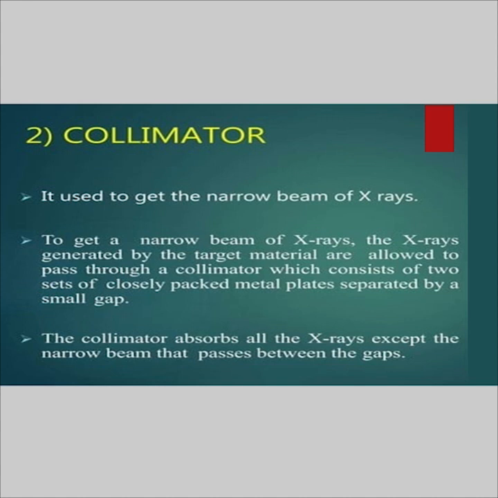Now, coming to the second part, the collimator. It is used to get narrow beams of X-rays. To get a narrow beam of X-rays, the X-rays generated by the target materials are allowed to pass through a collimator, which consists of two sets of closely packed metal plates separated by a small gap. The collimator absorbs all the X-rays except the narrow beam that passes between the gap.